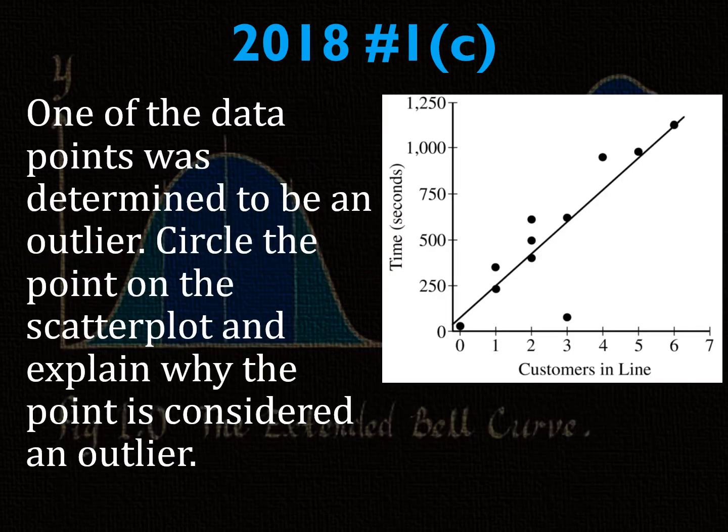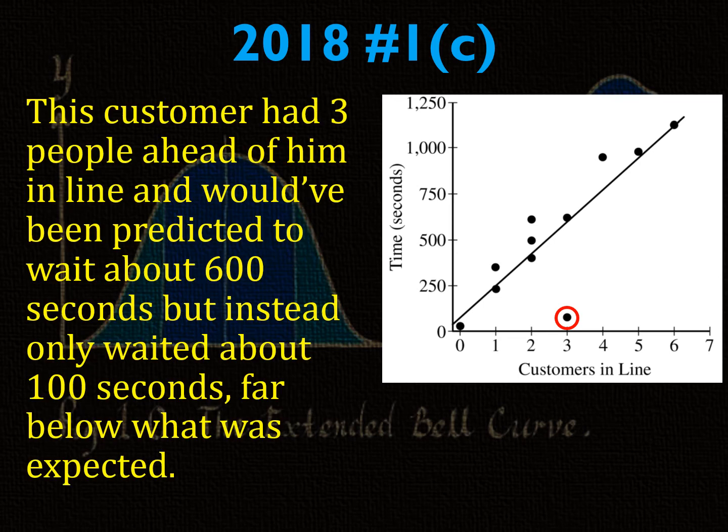C, one of the data points was determined to be an outlier. Circle the point on the scatter plot and explain why the point is considered an outlier. So there it is, the one with 3 customers in line. And that customer had 3 people ahead of him, and it would have been predicted to be about a 600-second wait. But instead, that person waited only about 100 seconds, far below what was expected.